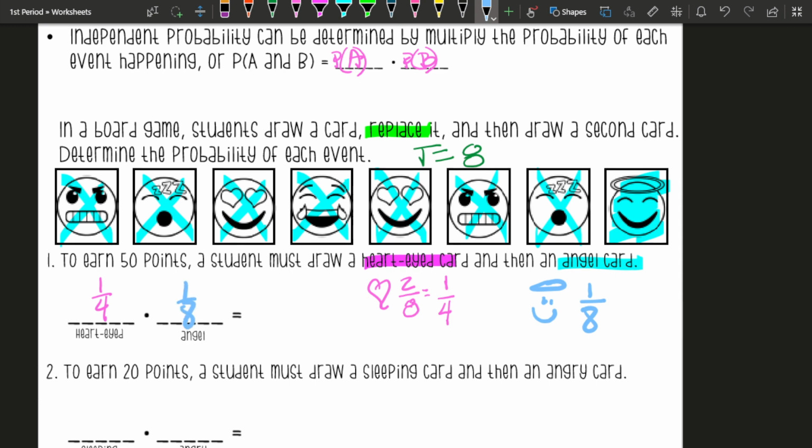And all we got to do is multiply. And how do we multiply? Straight across. Not cross, across. What is 1 times 1? 1. And 4 times 8? 32. Can we simplify that? No. You can convert to decimal by dividing, but we're going to stop right here. Again, the first outcome has a total of 8, and the second outcome also has a total of 8 because we replaced it. Any questions so far?